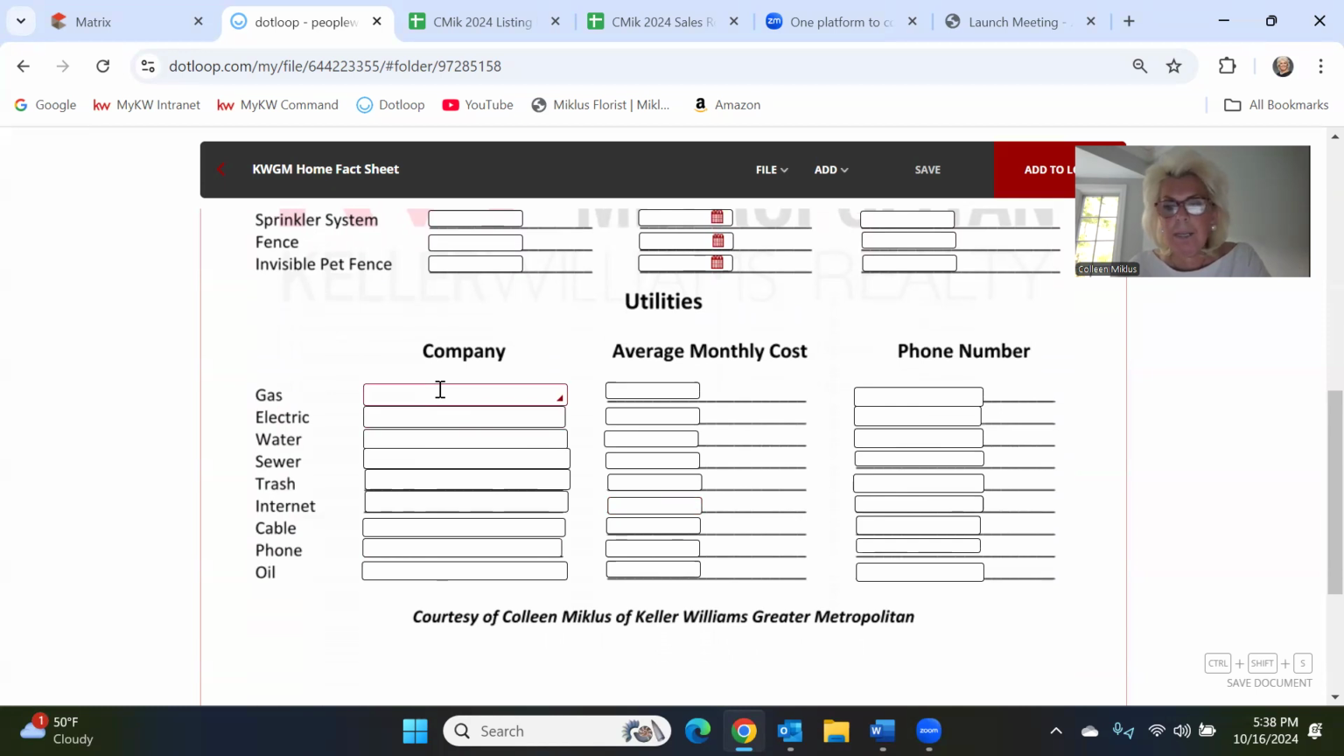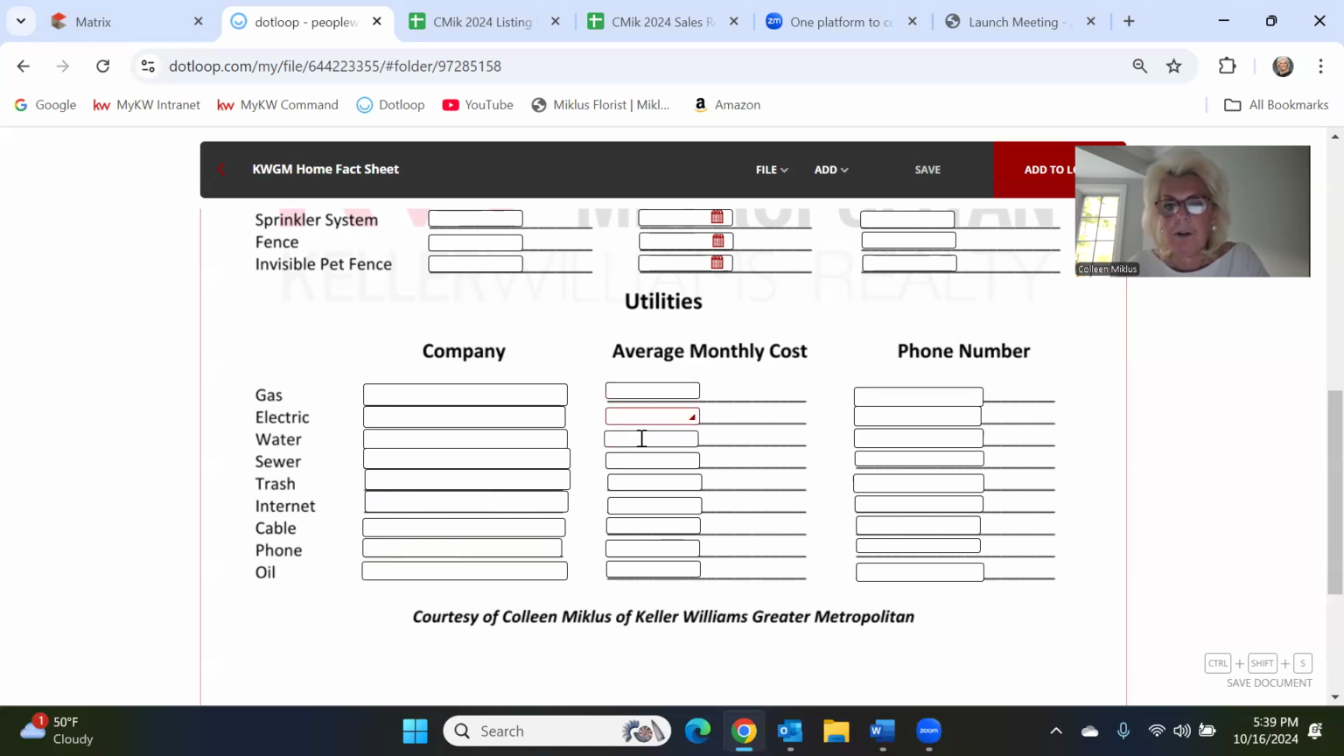What's the gas company's name? Is it Dominion East Ohio? Is it Columbia Gas, Electric, First Energy, Cleveland Water Sewer? Or maybe it's Twinsburg Water, trash, if they have a trash company like WM or Rumpke. Is internet provided? AT&T, DirecTV, do they have cable? Phone is kind of null and void anymore. And then oil, which would be rare, but if by chance they have an oil well.